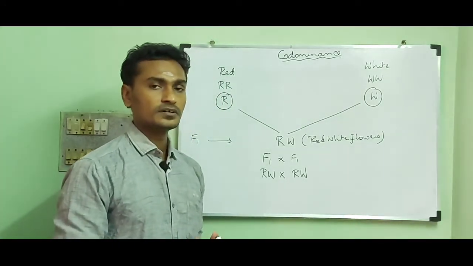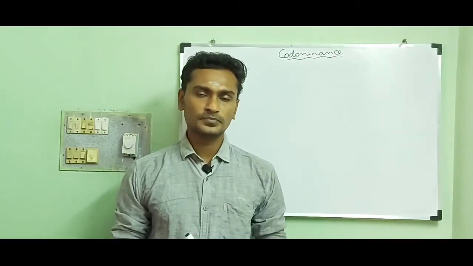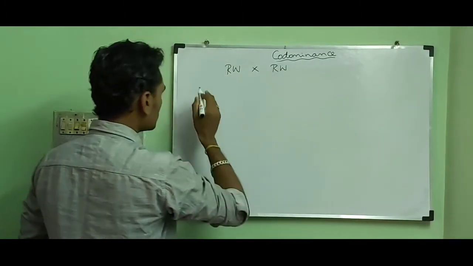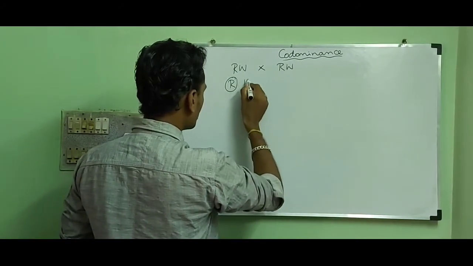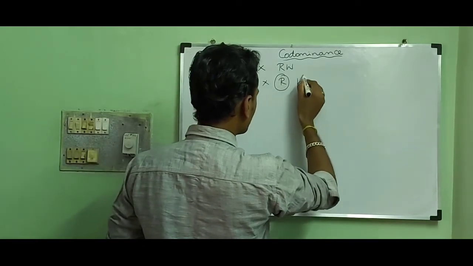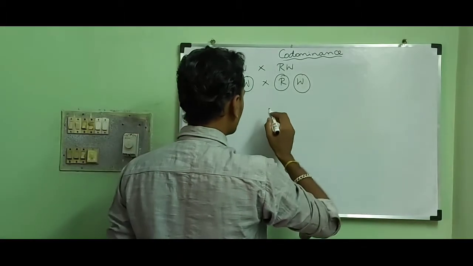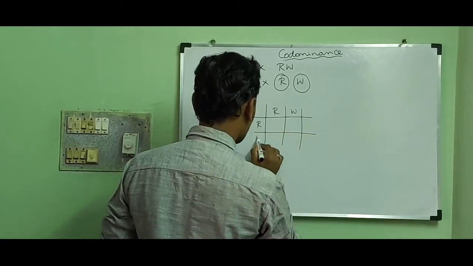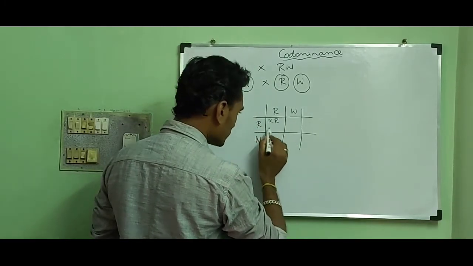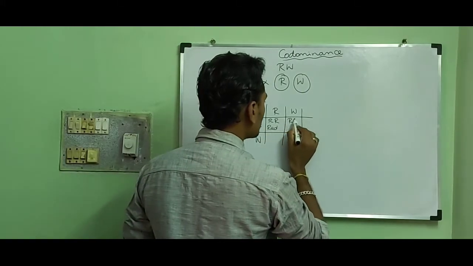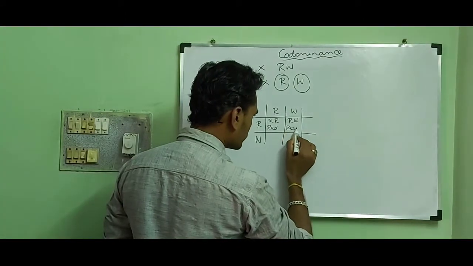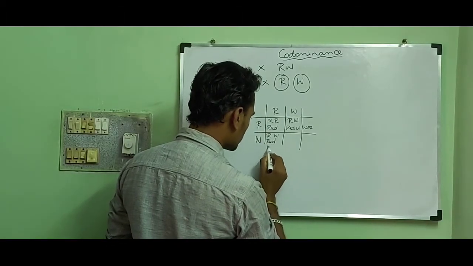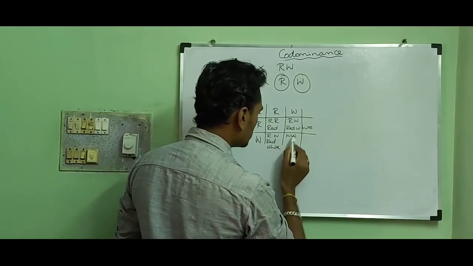Now I am going to develop the F2 generation. Go to the board to develop the F2 generation. So capital R, capital W cross with capital R, capital W. The produced gametes would be capital R, capital W and capital R, capital W. Then these gametes are placed in the Punnett square. Then fusion of gametes takes place. Capital R, capital R: the flower color is red. Capital R, capital W: the flower color is red, white. Then capital R, capital W: the flower color is red, white. Capital W, capital W: the flower color is white.